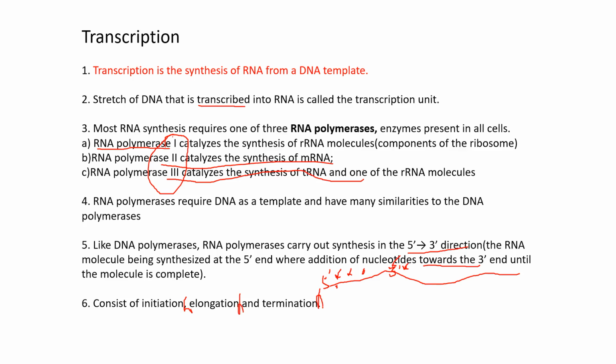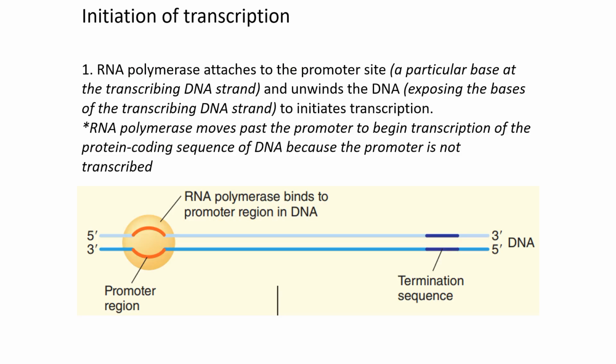Right, let's go to the first stage, initiation of transcription. So what you can see in this diagram here is the RNA polymerase. It attaches to the promoter site. This is the promoter site. There is a promoter site on the DNA.